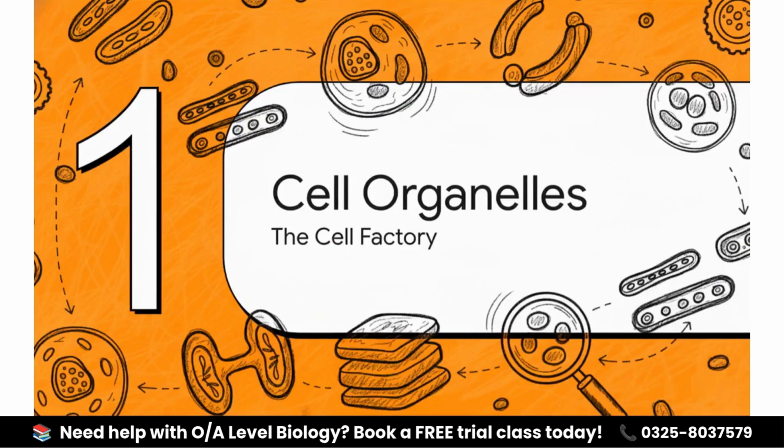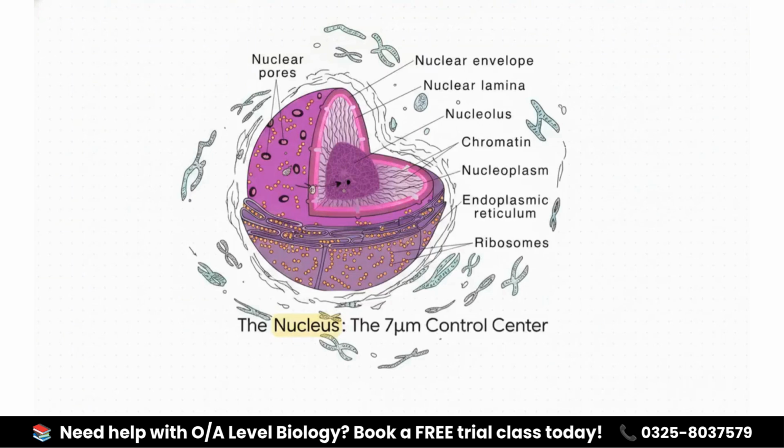All right, section 1, meet the cell organelles. Okay, I want you to think of a cell like a bustling, highly organized factory. First up is the big boss, the nucleus. This is a 7 micrometer control center. If you look closely, you'll notice a double membrane enclosing it, complete with these little nuclear pores for exchanging materials.